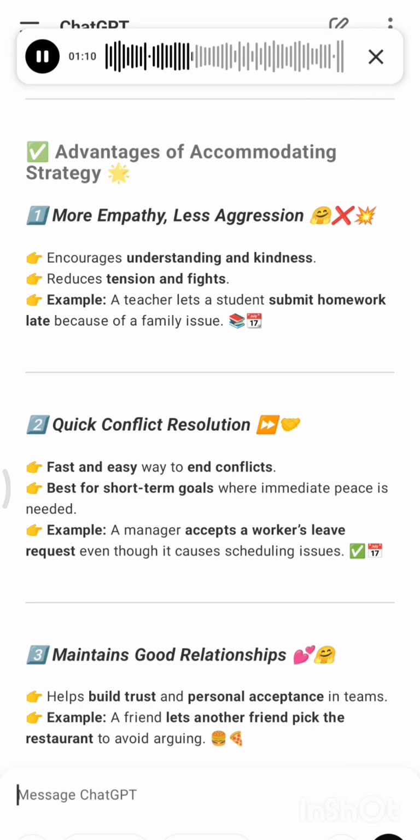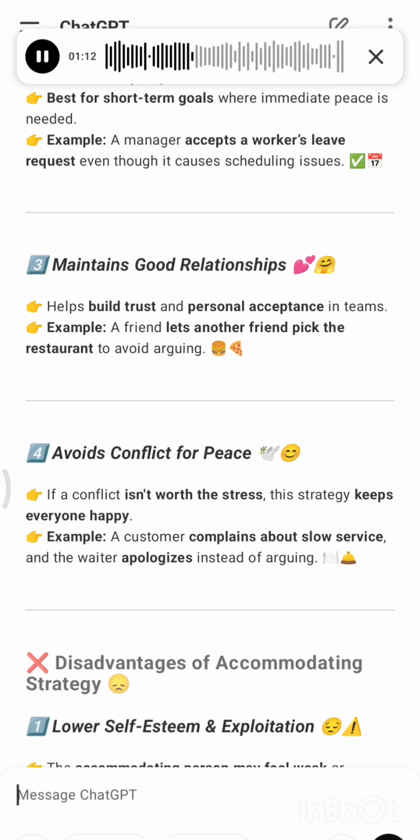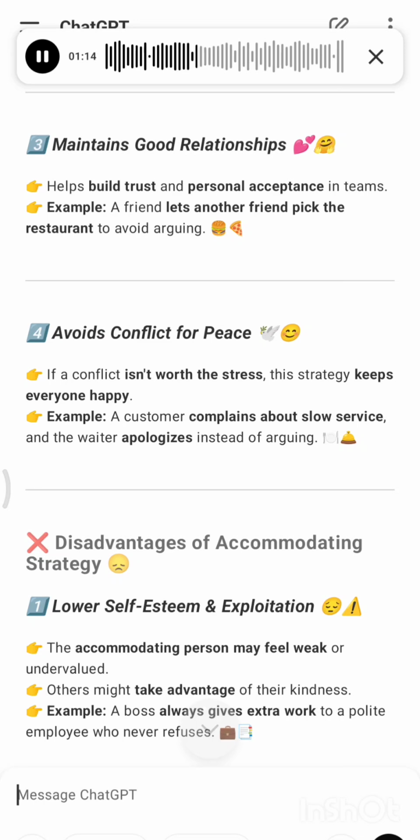3. Maintains good relationships. Helps build trust and personal acceptance in teams. Example: a friend lets another friend pick the restaurant to avoid arguing. 4. Avoids conflict for peace. If a conflict isn't worth the stress, this strategy keeps everyone happy. Example: a customer complains about slow service and the waiter apologizes instead of arguing.